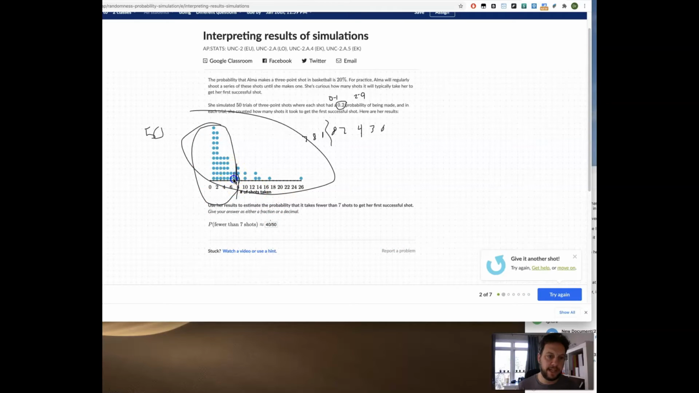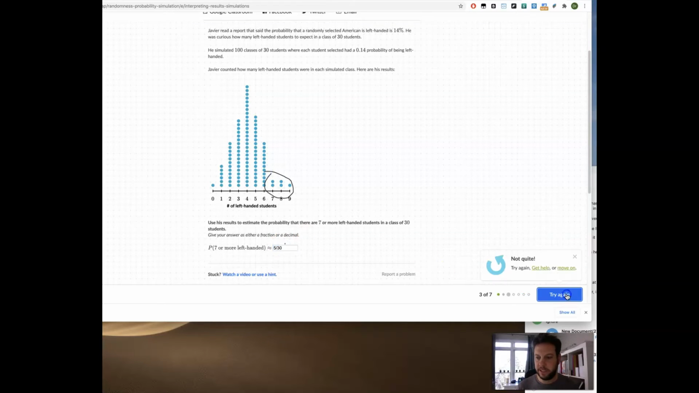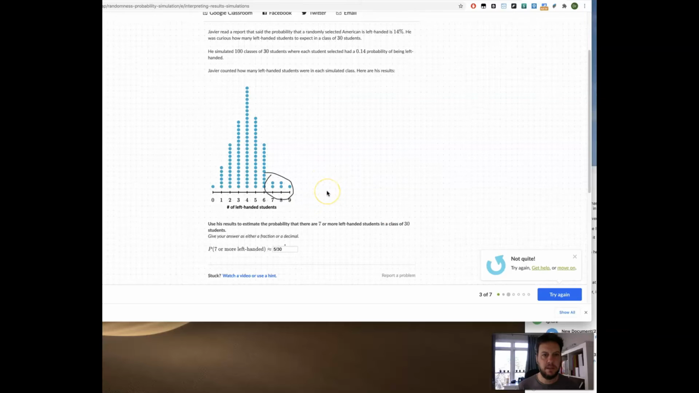Fewer than 7. Okay, fewer than 7 does not include 7. So there's 2 7s that should not be counted. My bad. 7 or more. I think you can almost just stop reading the situation at some point and just say, okay, there's 5. So 5 out of 30. Oh my goodness. Oh, because you simulated 100 times. That's what happens when you try to be lazy and not do the problem.